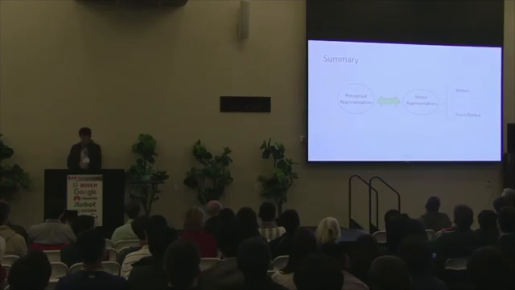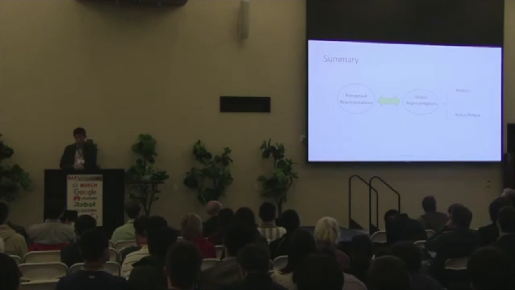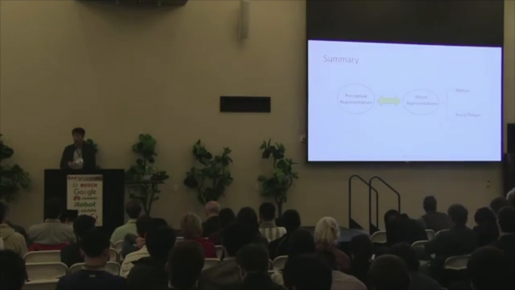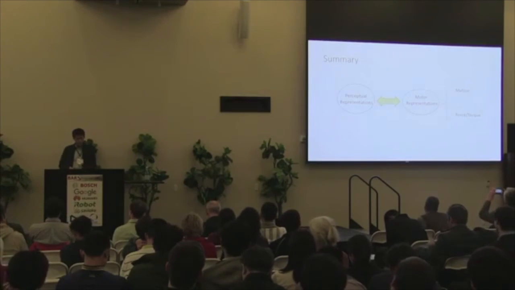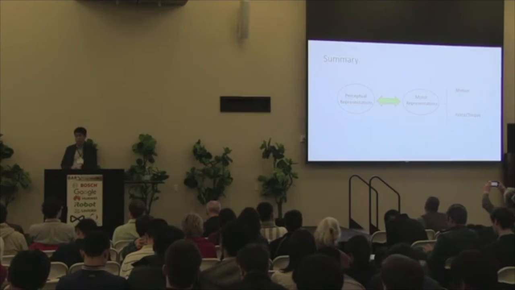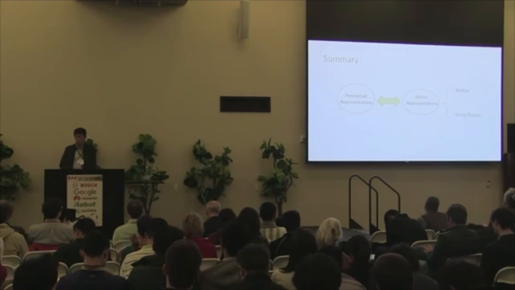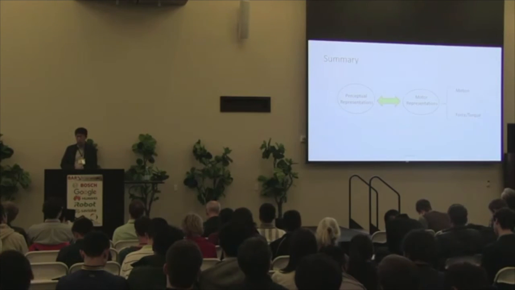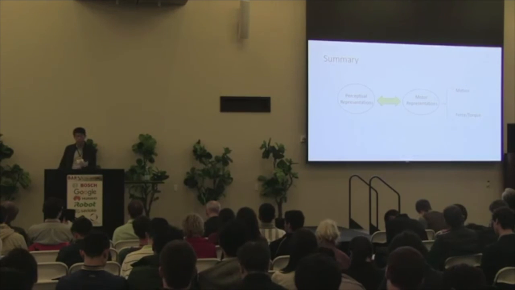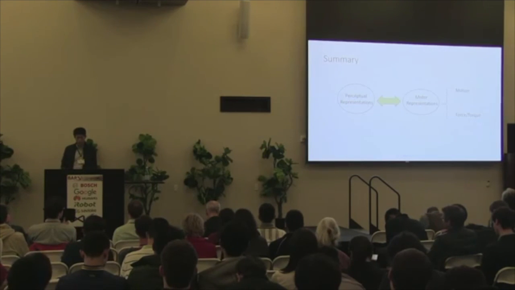All right, so to summarize, we basically proposed a new knowledge representation that directly links the perceptual representation with the motor representation. In the motor representation, you not only need to consider the motion, you also need to consider the required interactive force and torque so that you'll be able to do the right grasping and perform the manipulation task correctly.